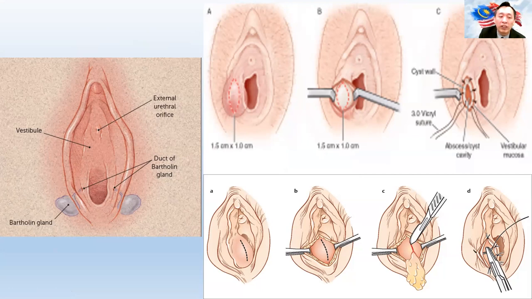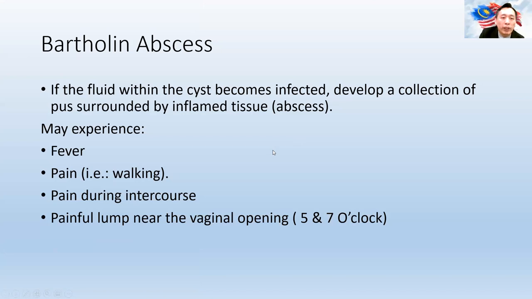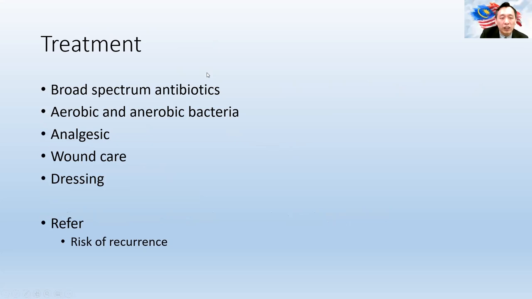A Bartholin abscess is where the fluid in the cyst becomes infected and develops into a collection of pus surrounded by inflamed tissue. The patient may complain of fever, pain during walking and during intercourse, and a painful lump near the vaginal opening. Treatment is a broad spectrum antibiotic. If it's not infected and very small, you can try conservative management. The bacteria are anaerobes and aerobes, and you can give some analgesic.